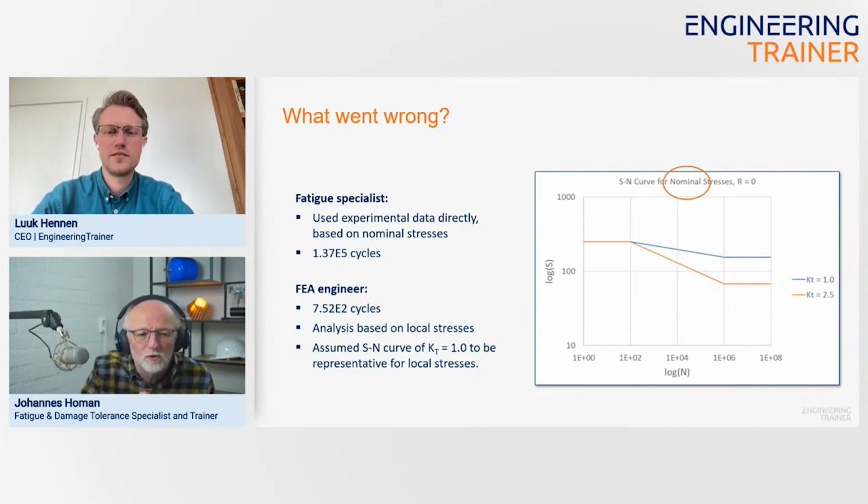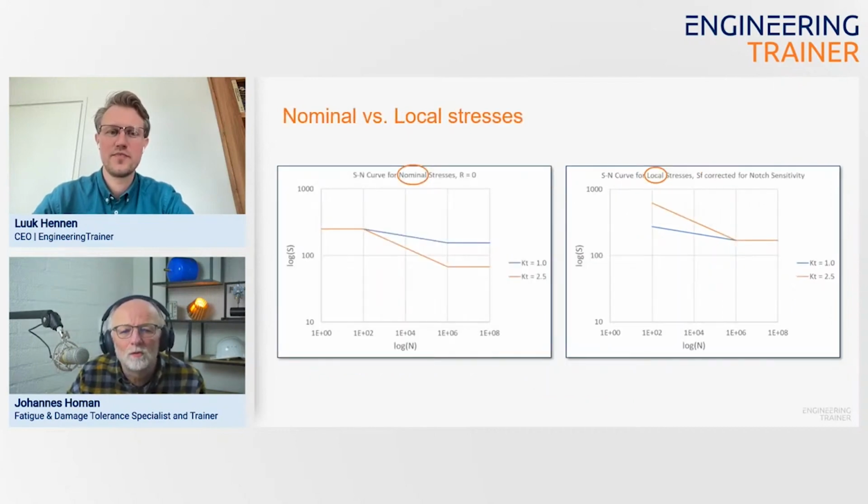But it's not only the local stresses itself, but also the stress gradient. If you have KT is 1, you have a homogeneous stress distribution. But if you have KT is 2.5, you have a rather steep gradient at a notch, and that also affects the fatigue behavior. And that means basically you have to look at the actual SN curve.